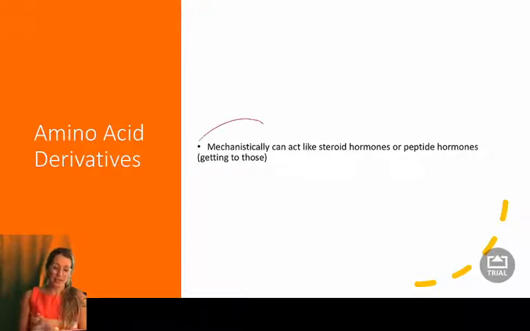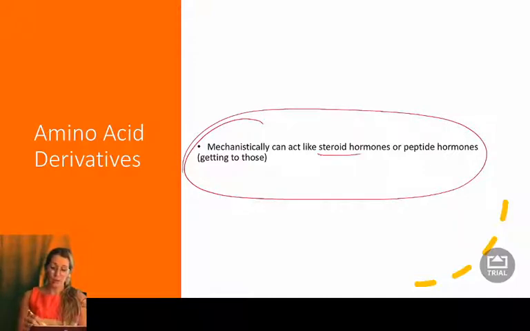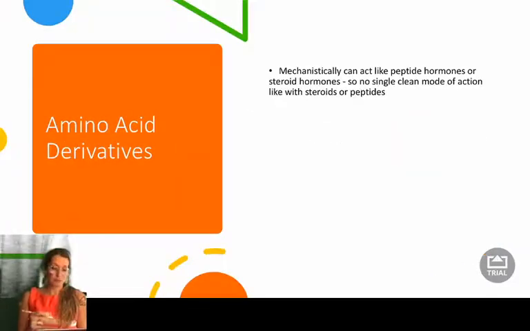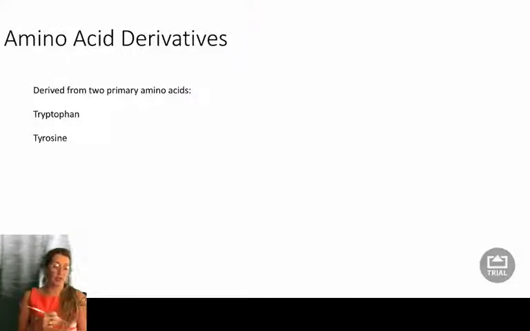Amino acid derivatives can act like steroid hormones, which is what we just talked about, or they can act like peptide hormones, which we're getting to. Mechanistically, as far as where they bind their receptor and whether they trigger transcription and translation, or a second messenger cascade, which is what peptide hormones do, we can't differentiate them that way. That won't tell you if it's an amino acid derivative. So there's no single clean mode of action. With steroid hormones, there's a clean mode of action. With peptides, there's a clean mode of action. This isn't true with amino acid derivatives.